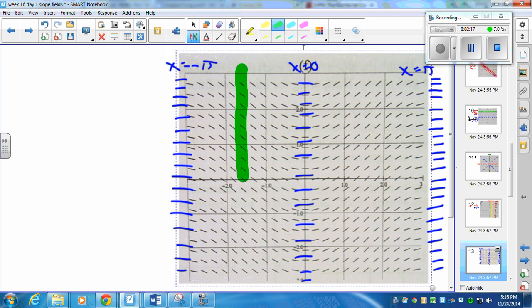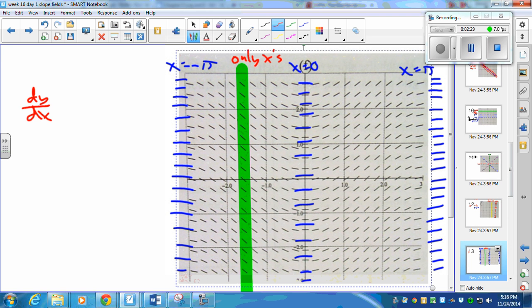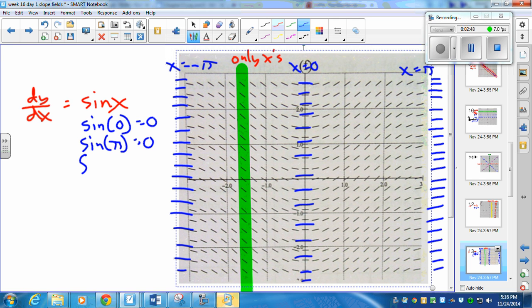One notice. Next notice. Vertically, nothing is changing. So if nothing is changing vertically, it's only x's. Okay, so let's try dy dx equals, let's try sine of x. Now, only x's, check. Do this for me. Anywhere where x is 0, sine of 0 is 0. Anywhere where x is pi, sine of pi is 0. Anywhere where x is negative pi, it's 0. That fits.